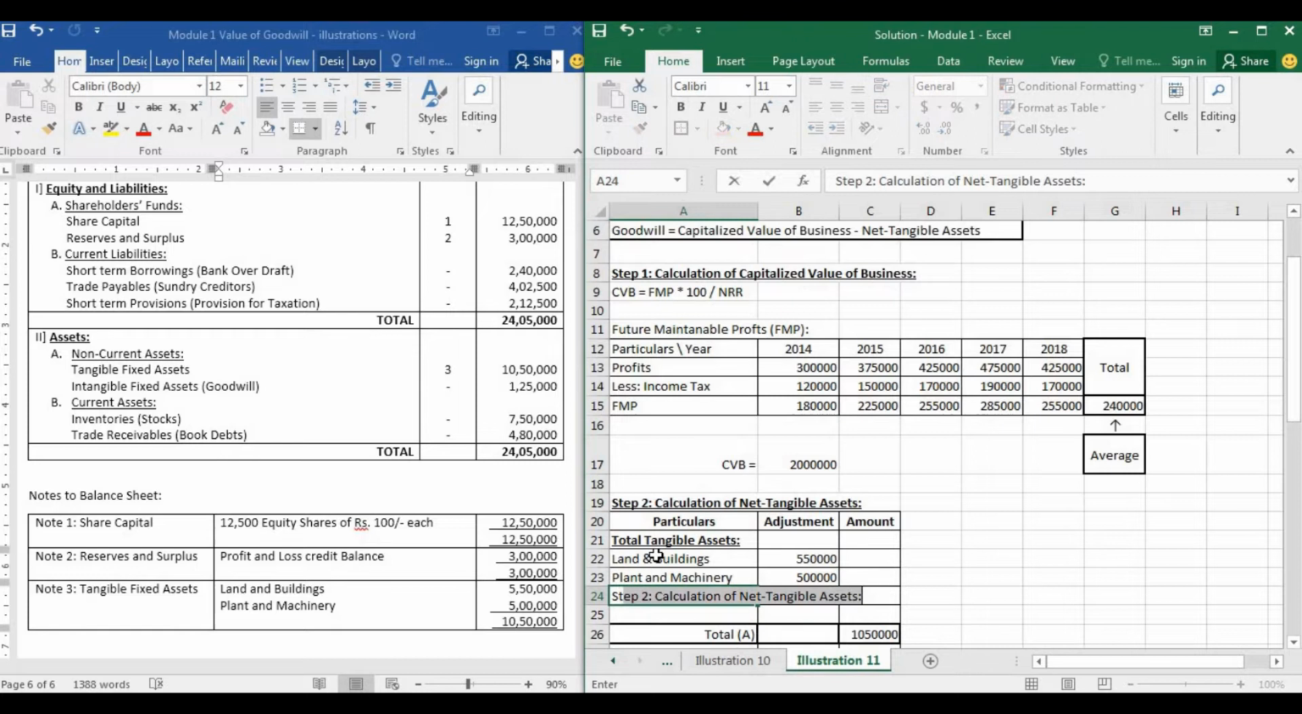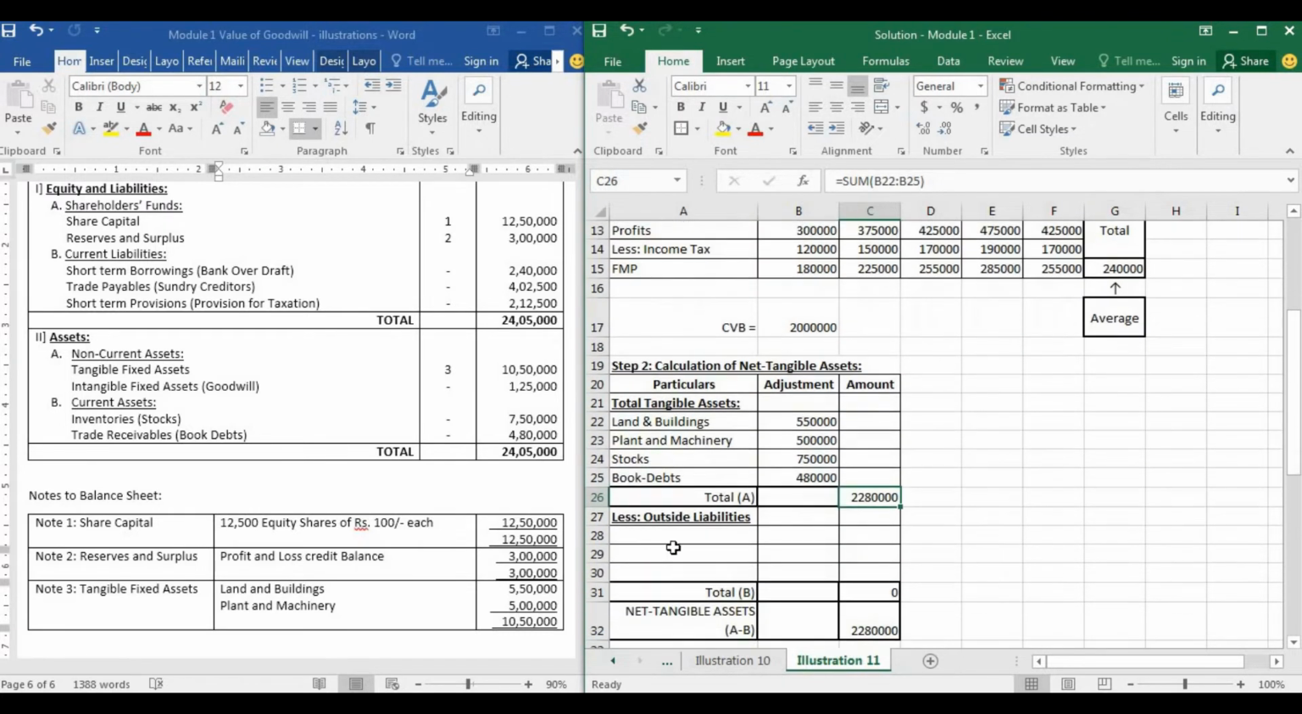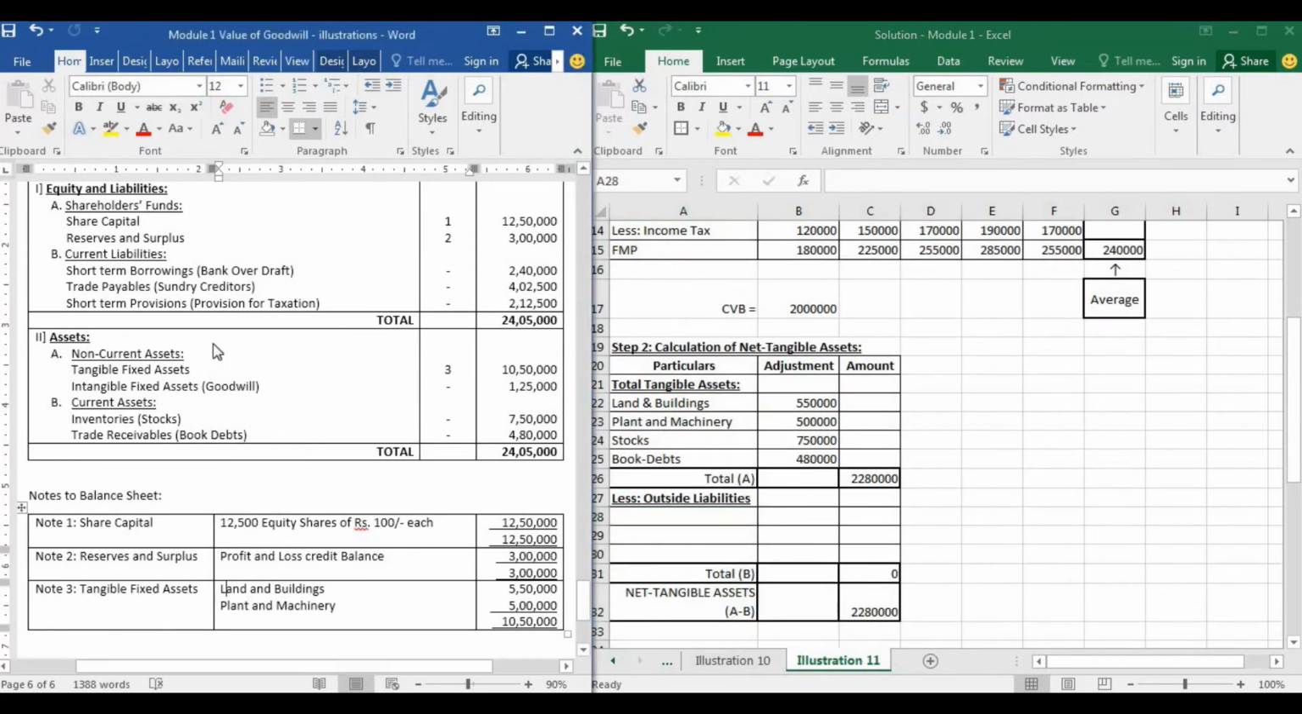Then we will take stocks. Stocks is valued at 7,50,000. And lastly, we will take book debts, otherwise known as debtors. We'll take that as 4,80,000. The total is 2,28,000. Total assets. Okay, total tangible assets rather. Now we will do less outside liabilities.